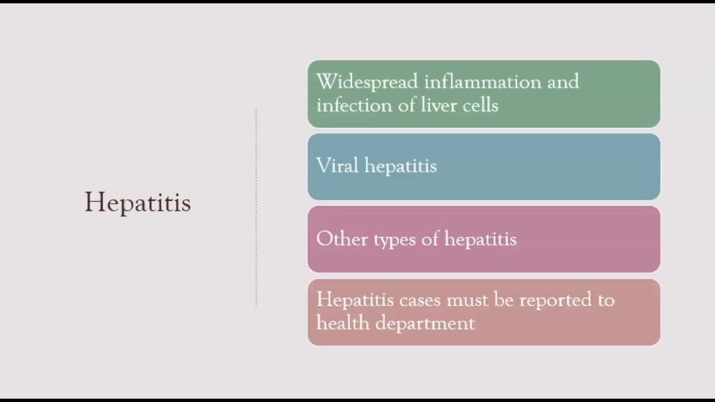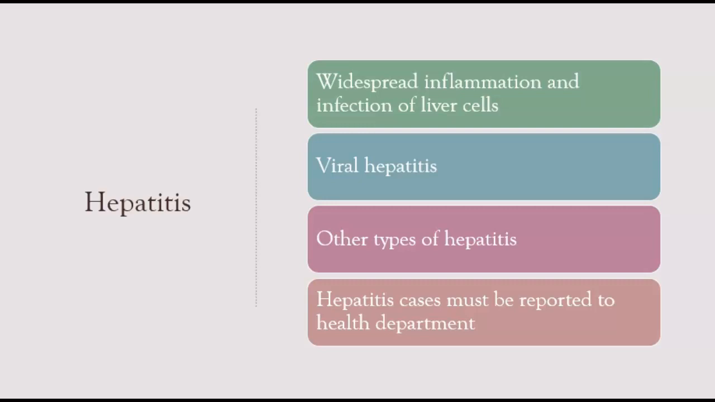Next, we will move on to hepatitis. This is widespread inflammation and infection of liver cells. There's viral hepatitis, which can be acute or chronic, and this is the most common type. You can have hepatitis A, B, C, D, or E.